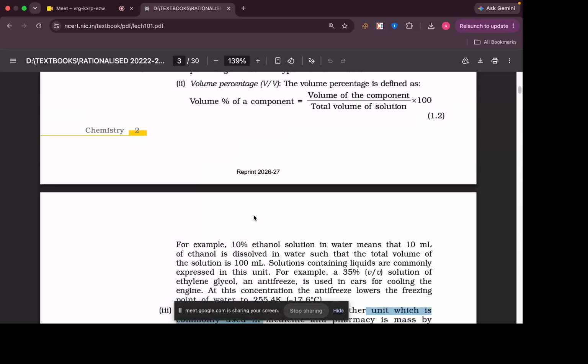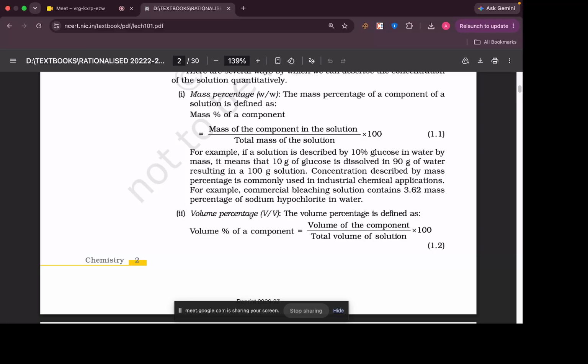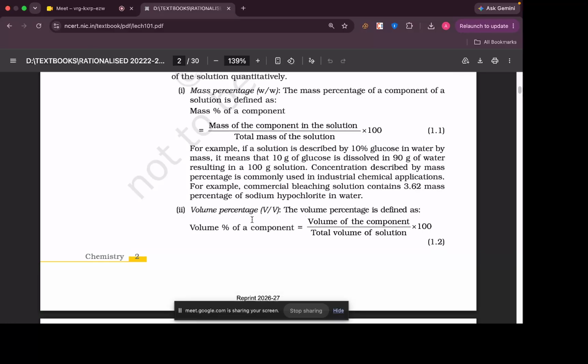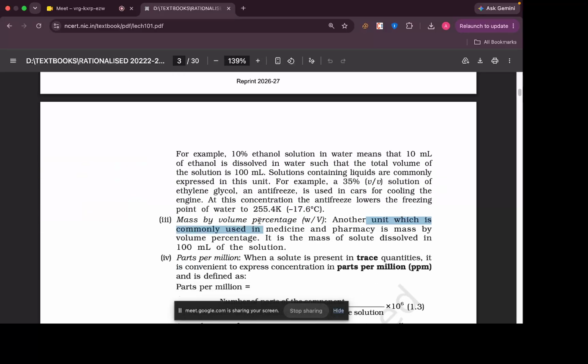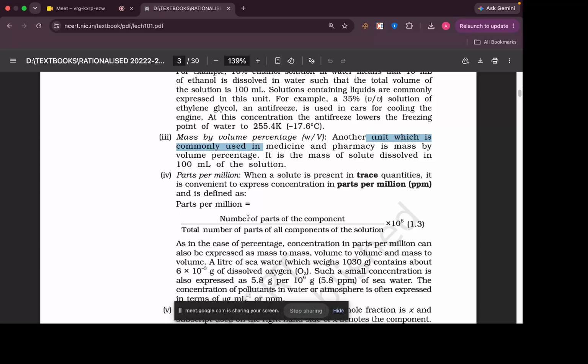So three things we have, again repeating. If we repeat again and again, it will go into our mind. Mass percentage is used in bleaching solution, volume percentage is used in antifreeze, mass by volume is used in hospital, medicine, pharmacy.